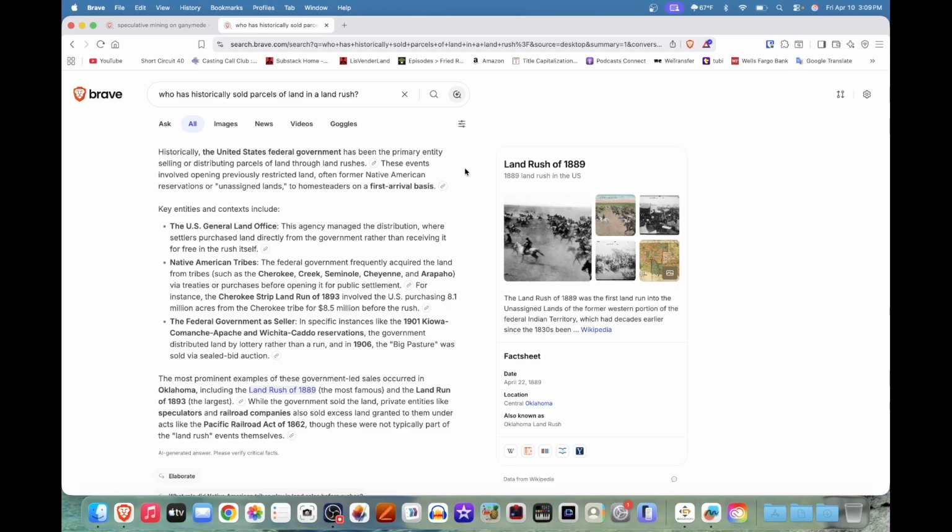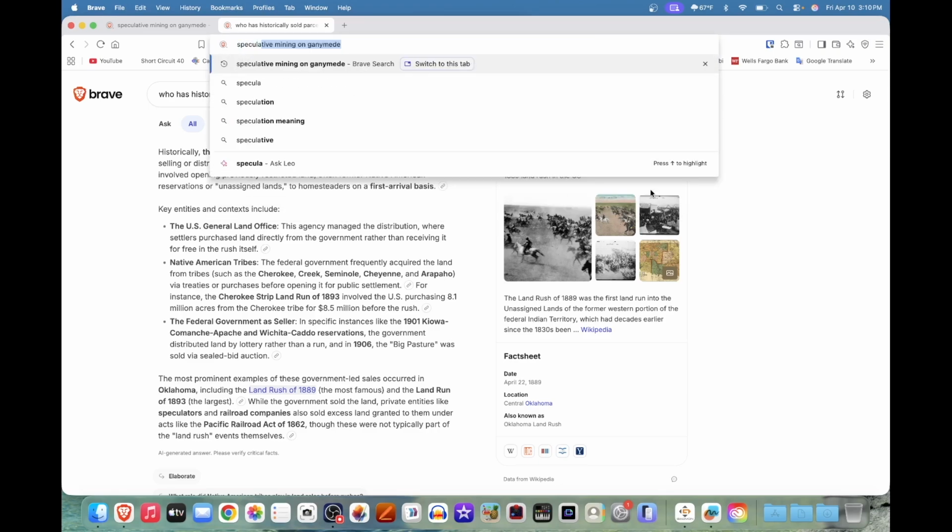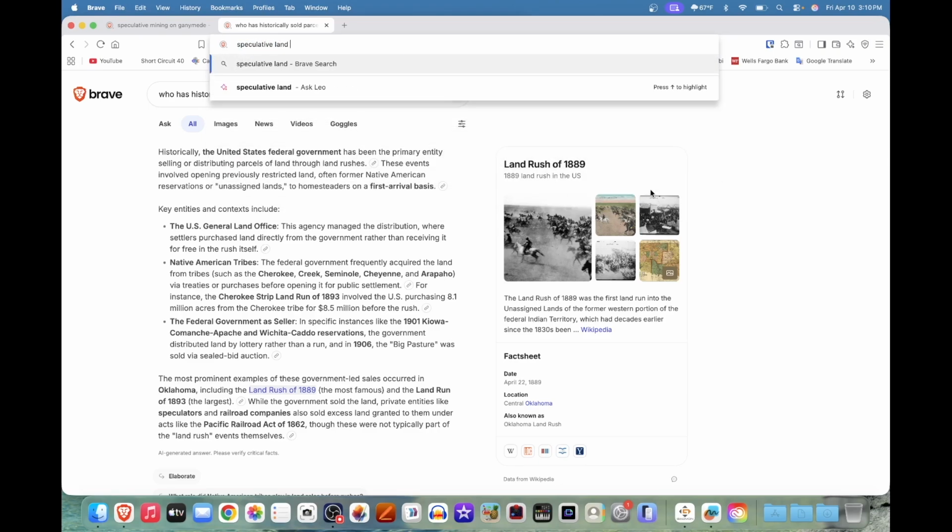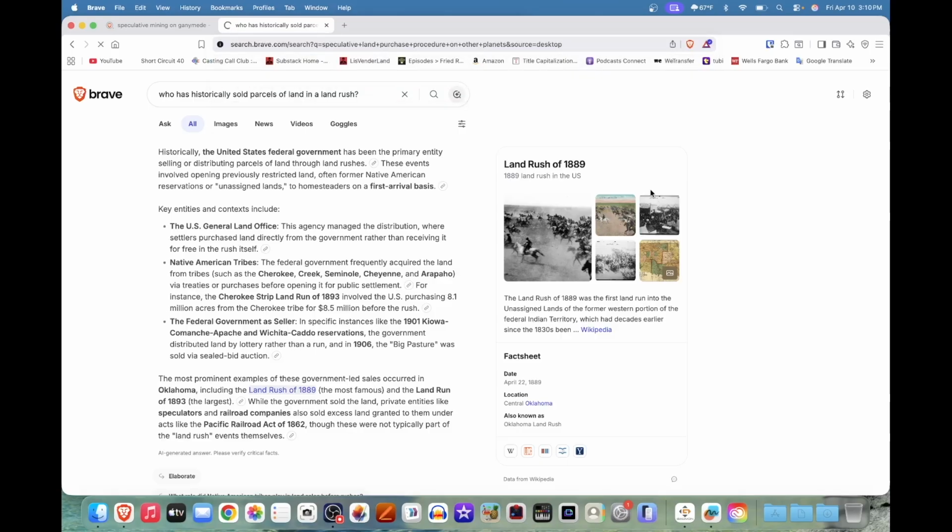But how do you decide? How do you decide who gets what? You just get there and throw down stakes and say this is mine? How is this determined? So it may be that Earth's government has to develop a new method of determining land ownership. So let's try that. Speculative land purchase. Actually, let's try land purchase procedure on other planets. Let's see if we find anything. Maybe someone in sci-fi has written this sort of thing, and I can build off of it.